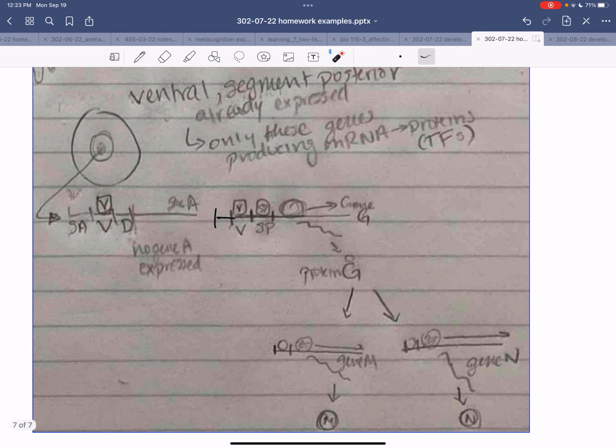Another example. So here is G, gene G, ventral, segment posterior, again, HOX2 would be required here. And that got you protein G, and then here's G binding here for M and N, getting you the messenger RNA and then the proteins.